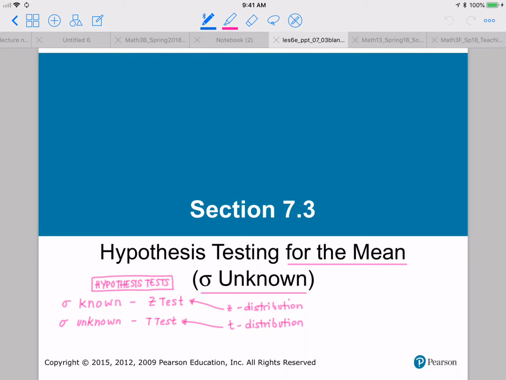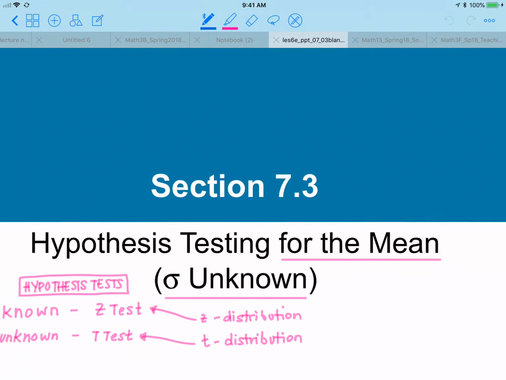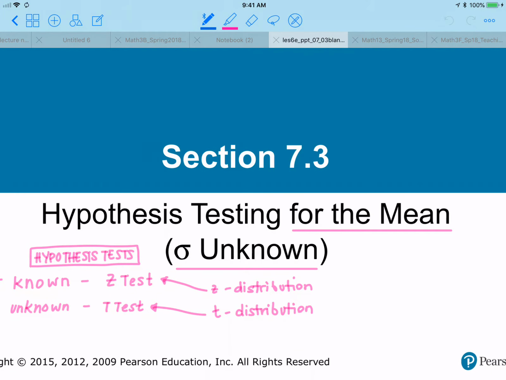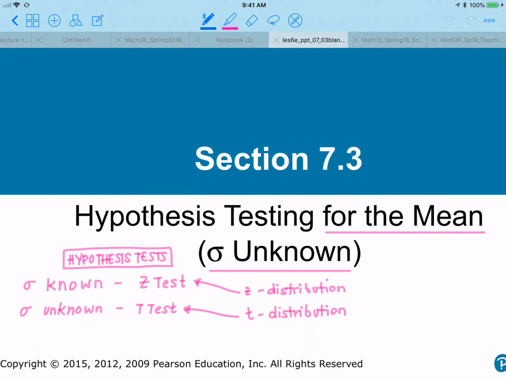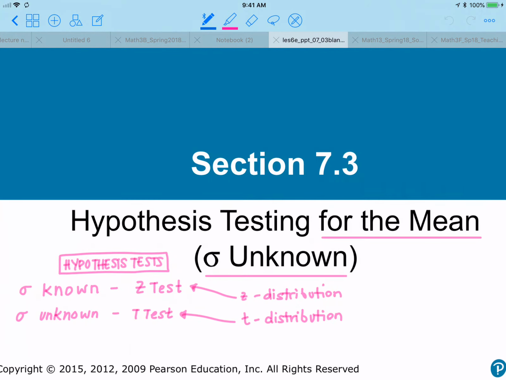Hello, welcome. We are going to continue our study of hypothesis tests with section 7.3. And we're looking now at the case, similar to 7.2, except that now sigma is unknown. So we're still testing for the mean, but now we're assuming that sigma is unknown.